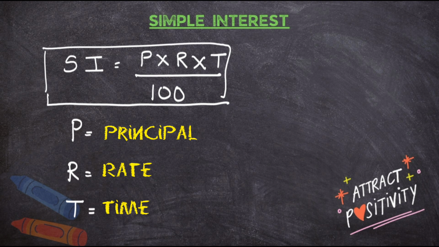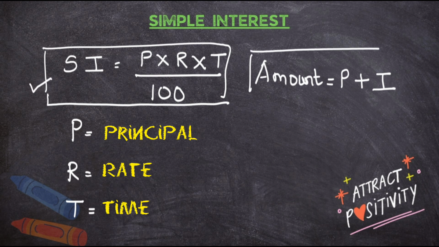But in the question they will mention how much amount the person is going to give back, or how much amount the person is going to get back. To find that, you have to find something known as amount. And the formula for amount will be principal amount plus the interest that you will get from this formula.